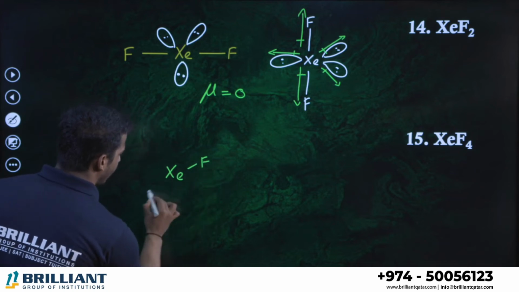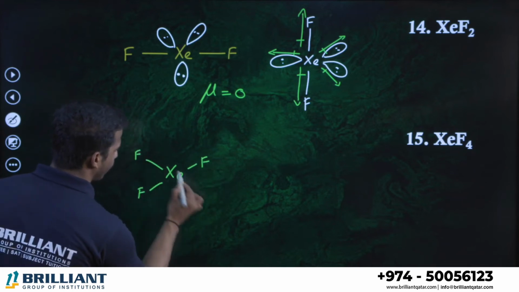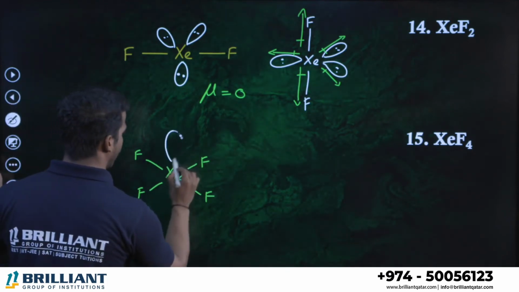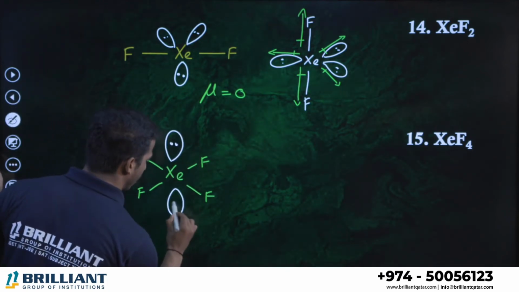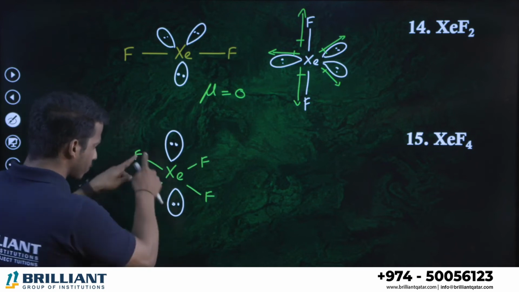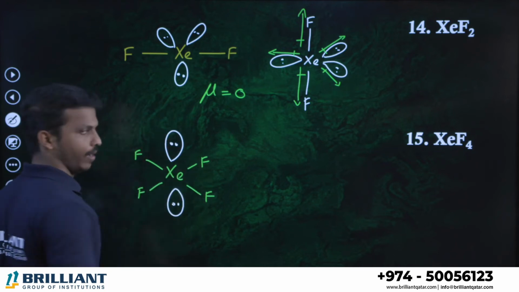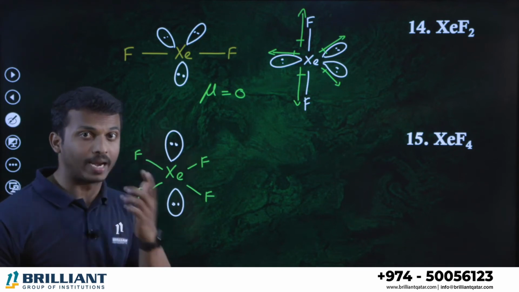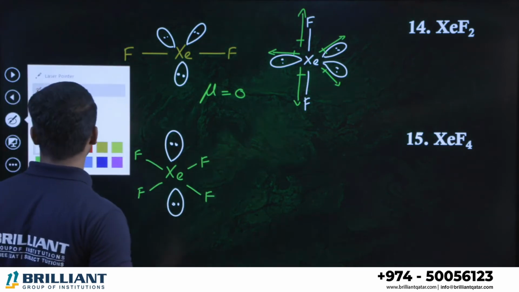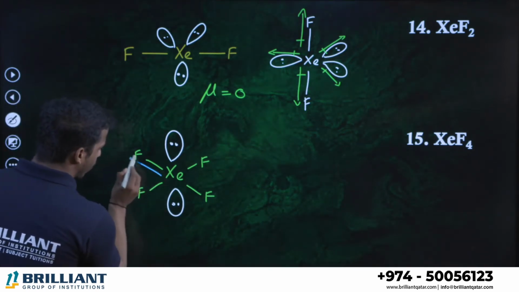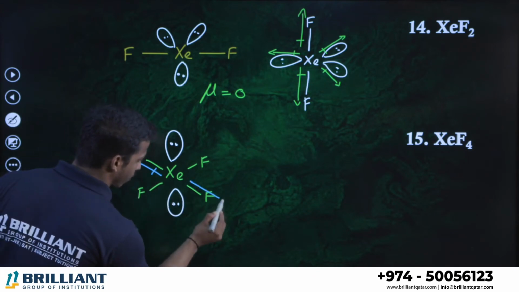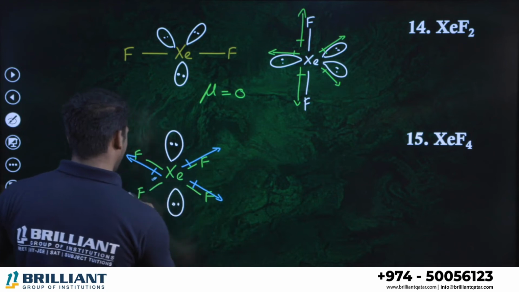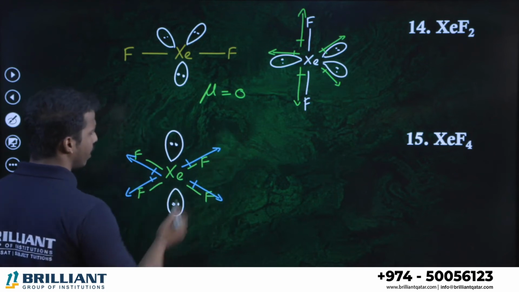Xe, F, square planar. And 1 lone pair above the plane, 1 lone pair below the plane. What is the geometry? Square bipyramidal, or we will call octahedral geometry. What about the situation here? Fluorine is the most electronegative. They cancel each other. Here opposite ones cancel each other.